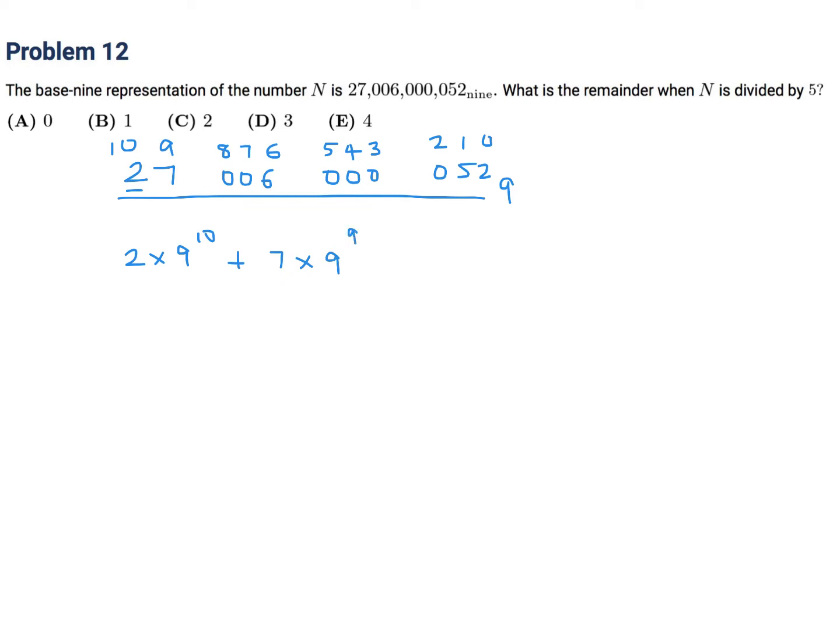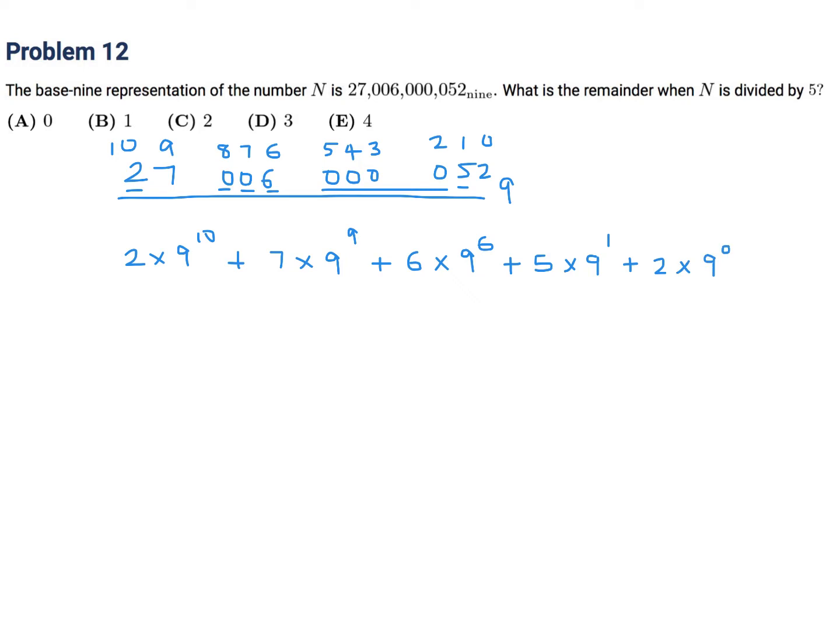Just got to make sure we don't make any mistakes. We don't have to worry about this or that, but we have to look into that 6. That's going to be 6 times 9 to the power of 6. And then it looks like we don't have to worry about all those, but we have to include that. That's 5 times 9 to the power of 1. And then finally, 2 times 9 to the power of 0. So that's basically the number.